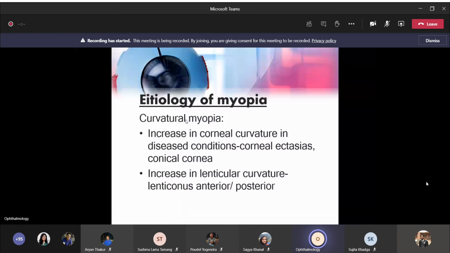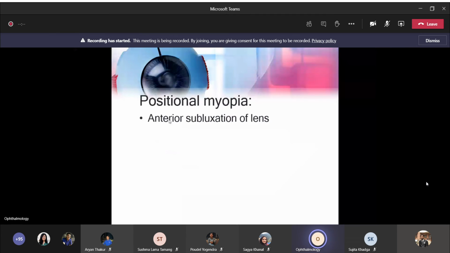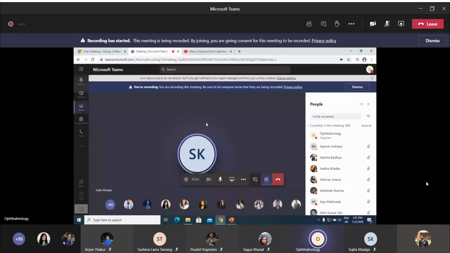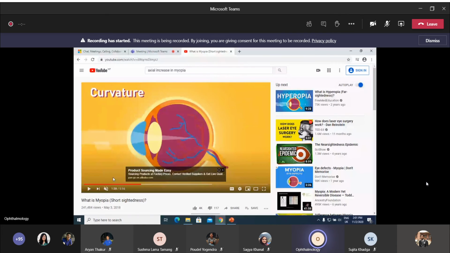Now, etiological myopia. The etiology of myopia includes curvature myopia. Curvature myopia, I will show you in the video to make it clearer. So how the increase in curvature, axial increase and anterior subluxation of the lens cause myopia. Here we can see in this picture.